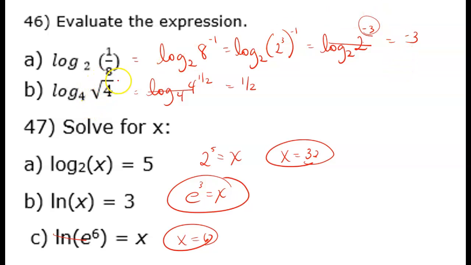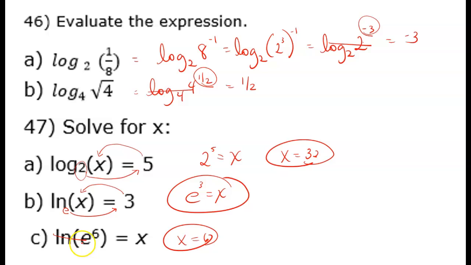Here, if you remember, the square root is the 1/2 power. If it had been a cube root, it would have been 1/3 power. So here, these cancel, and I'm left with just this 1/2. If I'm asked to solve for x, that's basically putting it in exponential form. With exponential form, you start with your base, you raise it to this exponent, and then you set it equal to this number. So 2 to the 5th equals x, and 2 to the 5th is 32, so that's my answer. Here, I have an understood base of e, so e to the 3rd equals x. E to the 3rd is a number, so that's done.